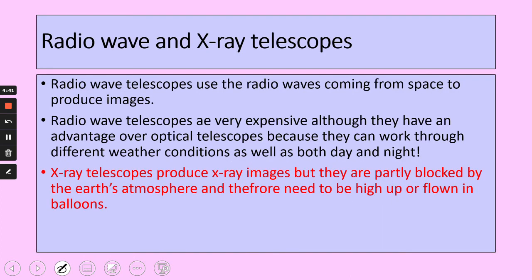So we're now going to look at radio wave and X-ray telescopes. Radio wave telescopes use radio waves coming from space to produce images. Radio wave telescopes are expensive, however they do have an advantage. These can be used in different weather conditions and both day and night, because they can work through different weathers, and they're not stopped by clouds. X-ray telescopes produce X-ray images. However, these are partly blocked by the Earth's atmosphere, and therefore they need to be high up or flown in balloons to be able to use them.